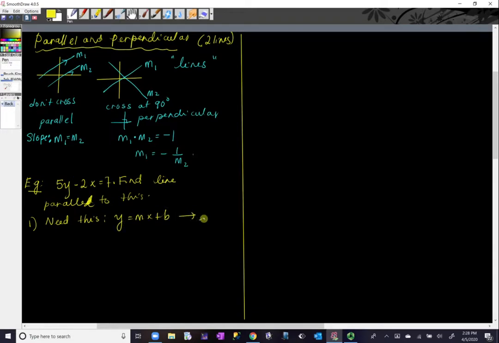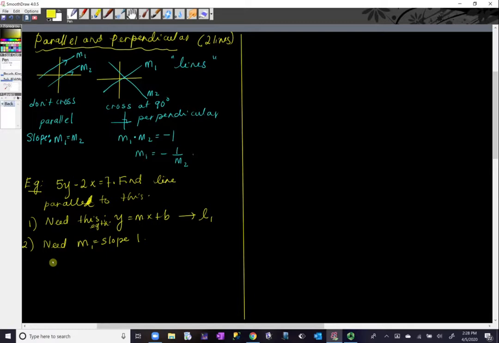I'm going to call that equation number 1, or line number 1. Number 2, I need m, which is slope number 1. So I'm going to write it m1, and only then can I compare to line number 2. All you have to do is slope 1 and slope 2 are the same, and later we'll figure out b. Right now we just want to find a line. Or if they ask what is the slope of this line, find the slope first.